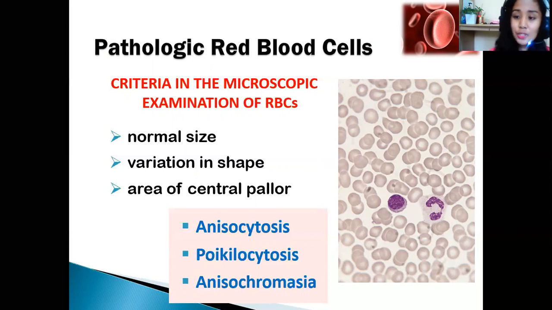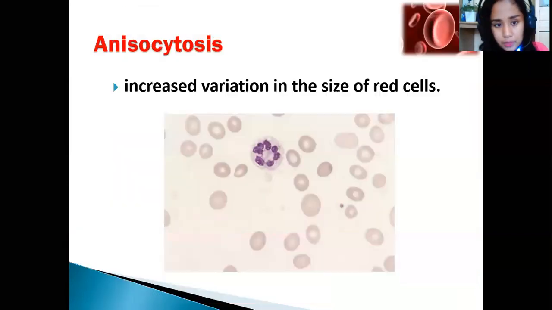Poikilocytosis, so variation in shape. Here come out the elliptocytosis, ovalocytosis, stomatocytosis, and anisochromasia, so variation in color. Here come out the hypochromic, hyperchromic, polychromatophilic or polychromasia. Okay? So, anisocytosis, variation in size.